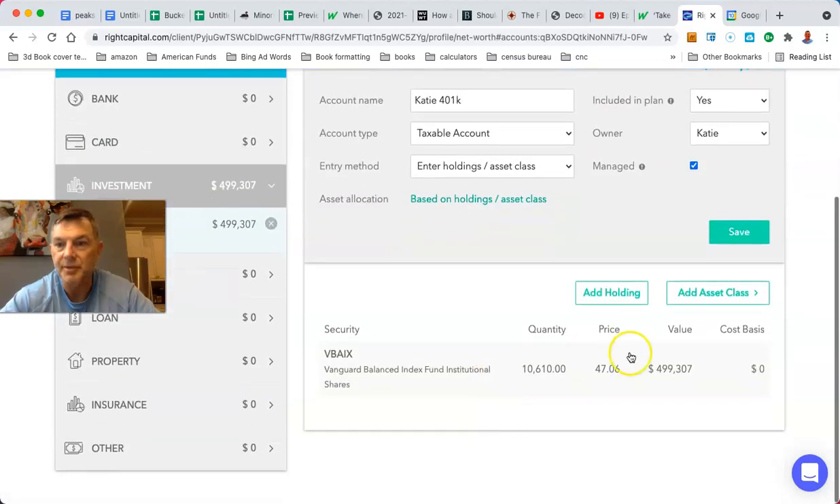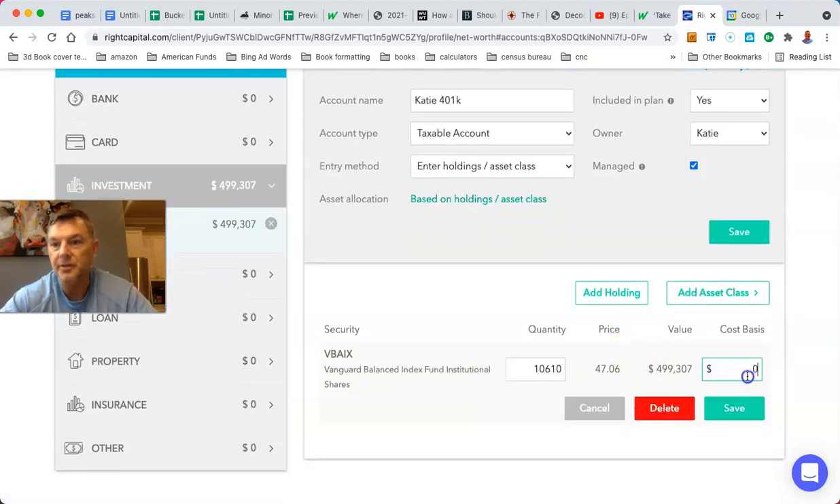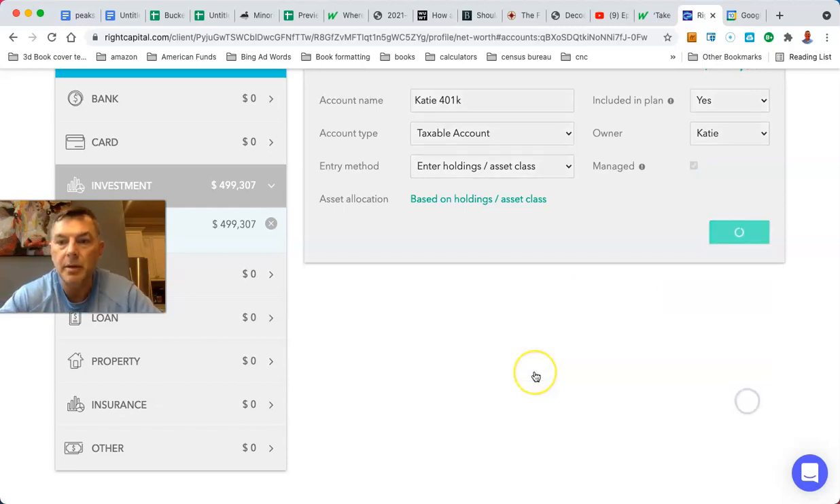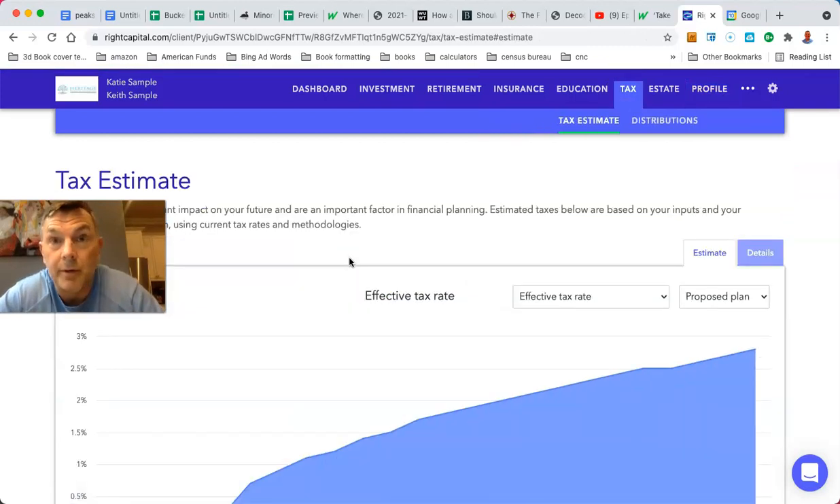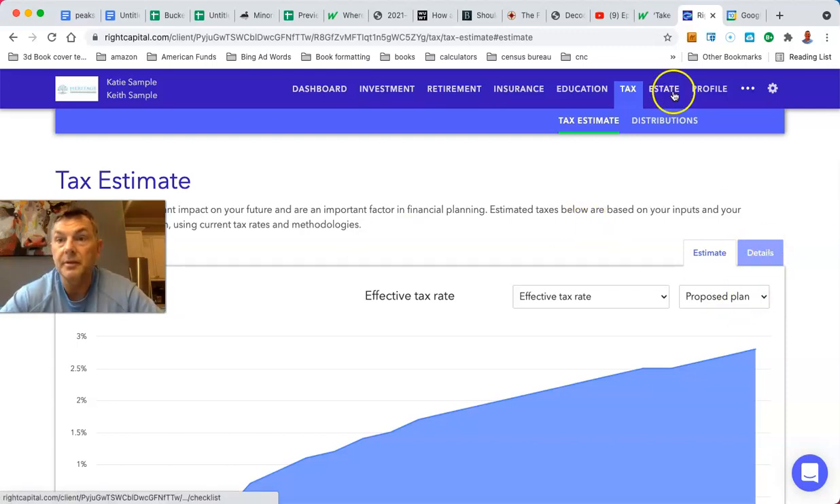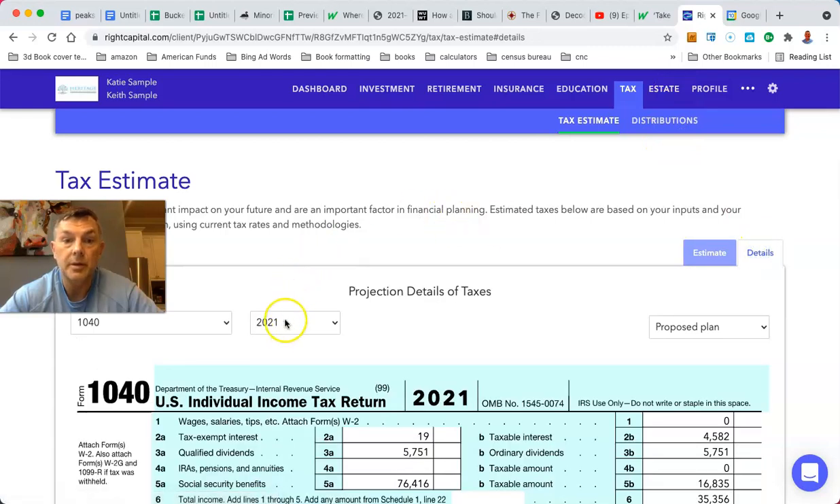Now, let's say I make this portfolio a little bit different. That's with a 0% cost basis. Let's make it a $300,000 cost basis. So now my capital gain would be less. Let's see what this looks like. For every $10,000 I sell, $6,000 of that is return of principal, if that makes sense. So let's go to 1040, 2022.